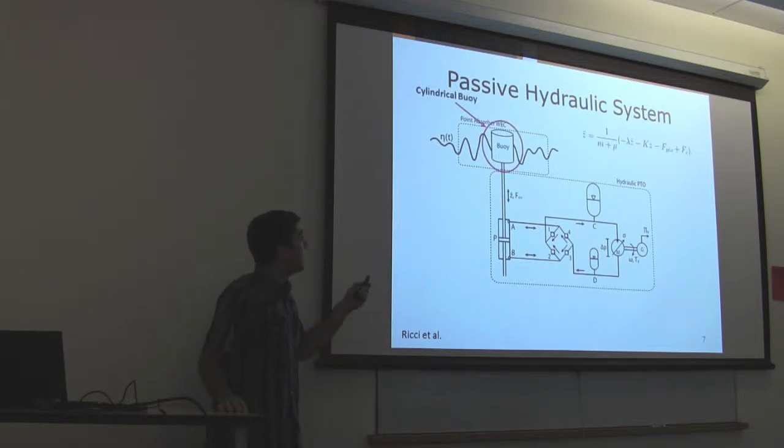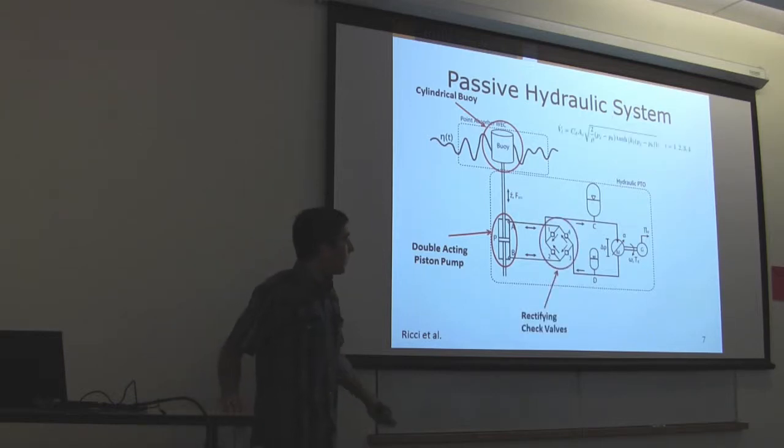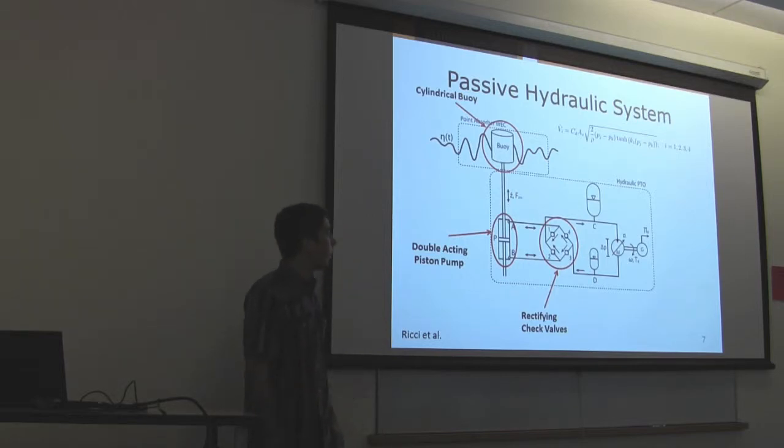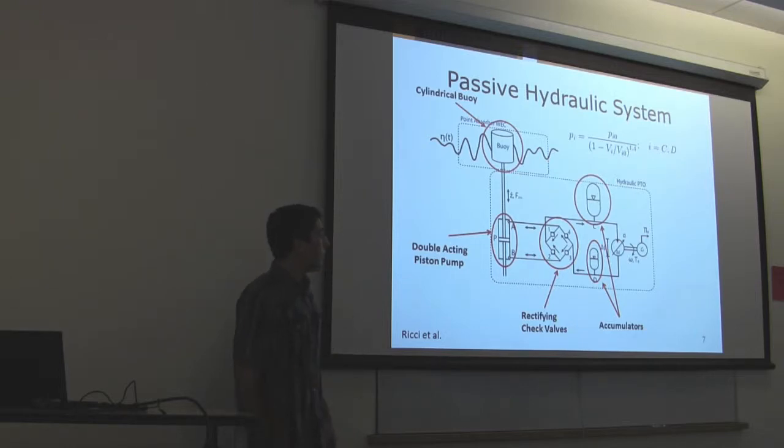We have a cylindrical buoy. We have a double-acting piston pump. We have a set of rectifying check valves that take the bidirectional flow from the pump and make it into unidirectional flow. There's a set of accumulators that provide energy storage and power smoothing. There's a hydraulic motor that's set for the wave state that it's operating in. And then we have a generator, modeled as just a simple linear generator, a linear damper.